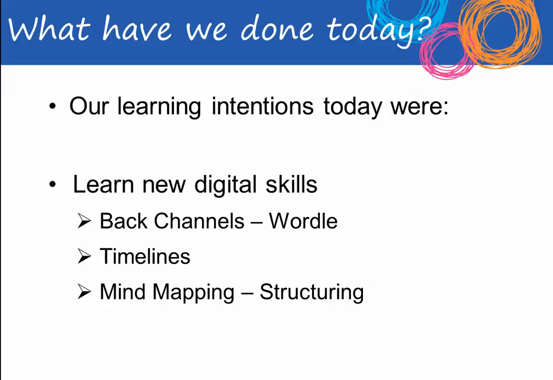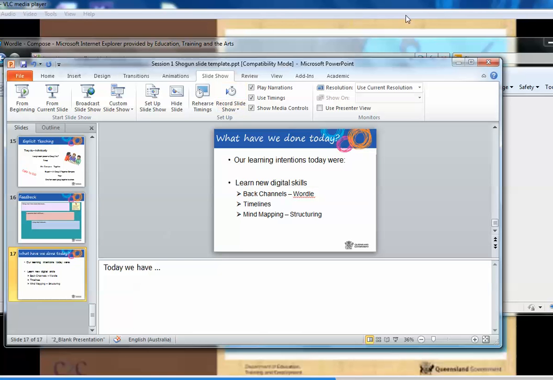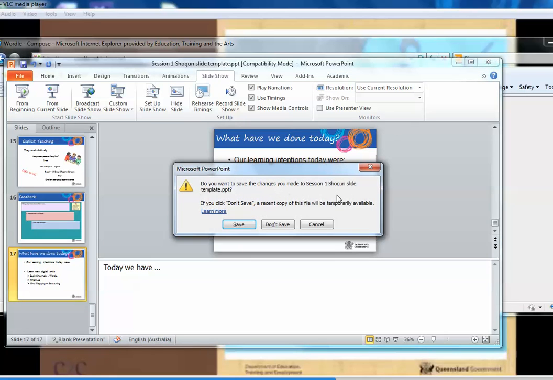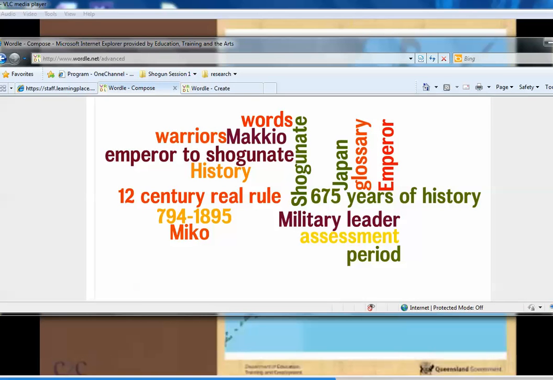Okay, so basically our learning intentions today were to look at back channels and wordles, to look at how we could use timeline tools to help students get that continuity of time and place in history that sometimes is missing, particularly when you're doing 1 unit of SOS and 1 unit of history. The mind mapping to create structures. So hopefully these tools have given you some ideas of how to implement ICTs into your classroom.